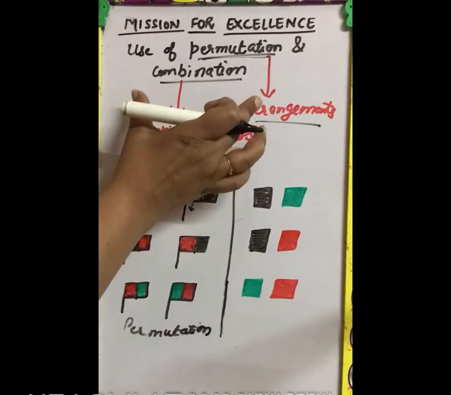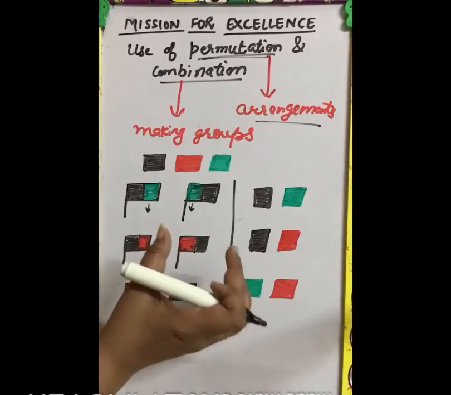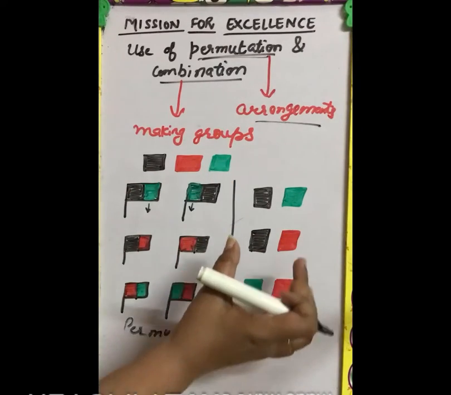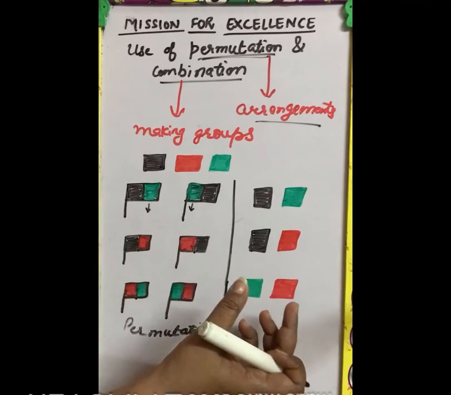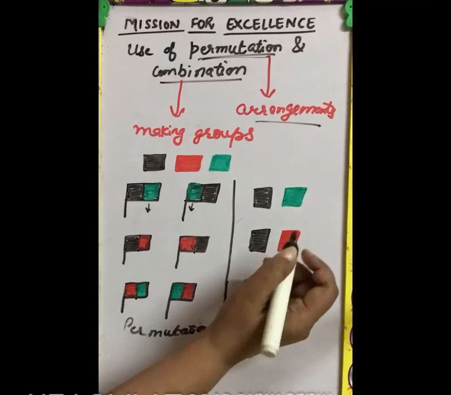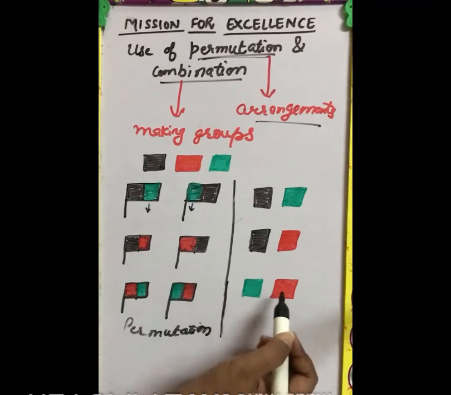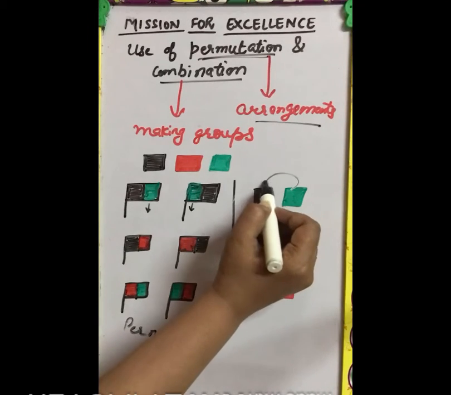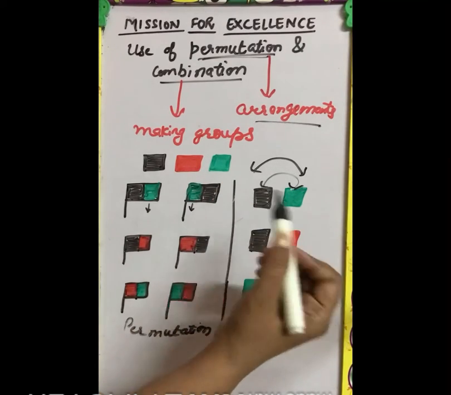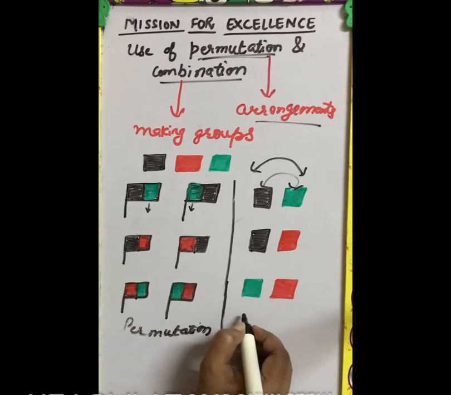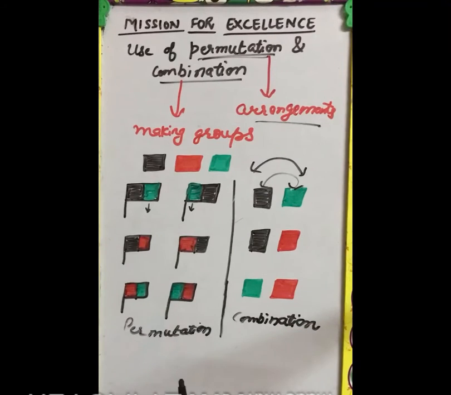And if you have to select only the 2 colors, not make the flags, it means the arrangement doesn't matter. You have to select only 2 colors, like you have to select 2 students from the full class. This is the case of combination. So in this case you can choose black and green, black and red, or green and red. Black green and green black are the same thing. So either you can take green black or you can take black green. So order doesn't matter. So this is the case of combination.